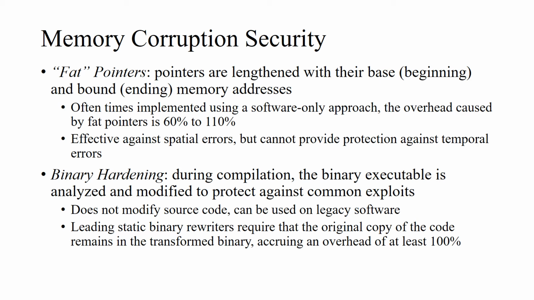Binary hardening occurs at the compiler during runtime, where the binary is analyzed and modified to protect against potential access points. The benefit of this technique is that it does not require any modifications to the source code and can be used with legacy software. But similar to the fat pointer scheme, binary hardening accrues an overhead of at least 100%.